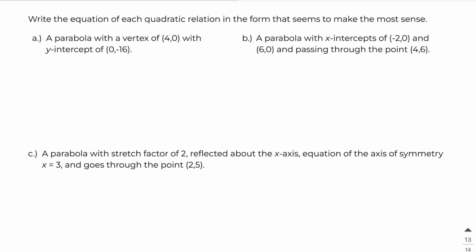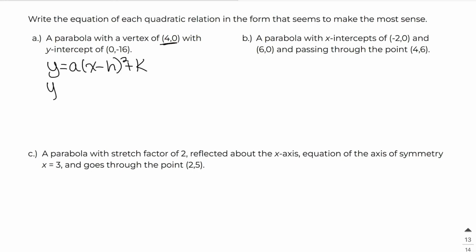Awesome. All right, in our next example, it says write the equation of each quadratic relation in the form that seems to make the most sense. So in our first example here, we're told that the parabola has a vertex of 4, 0. So if I see a vertex, typically I'm going to want to use vertex form. And I can plug that information in right here.